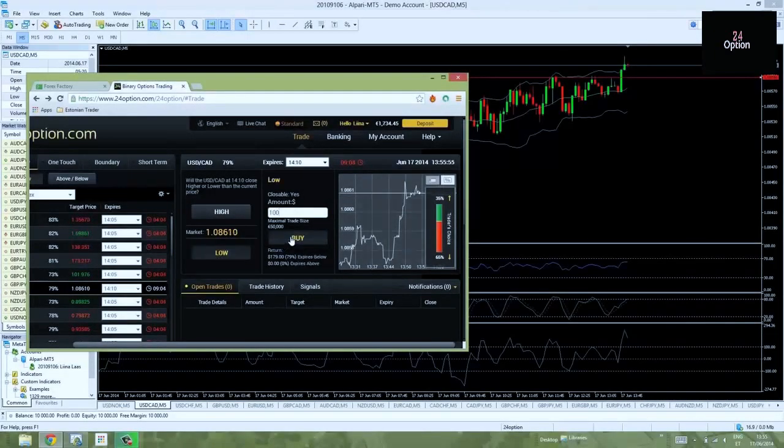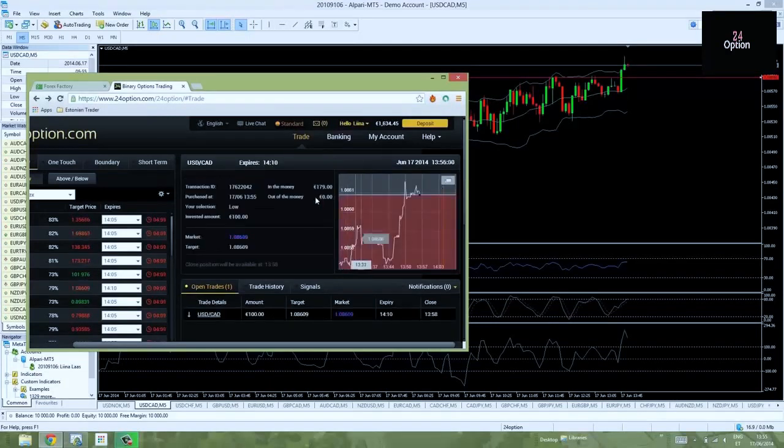Okay, I'm going to take this trade now. Hopefully I got in at the right time. And I'm going to pause this recording again, and we'll come back in about 15 minutes.